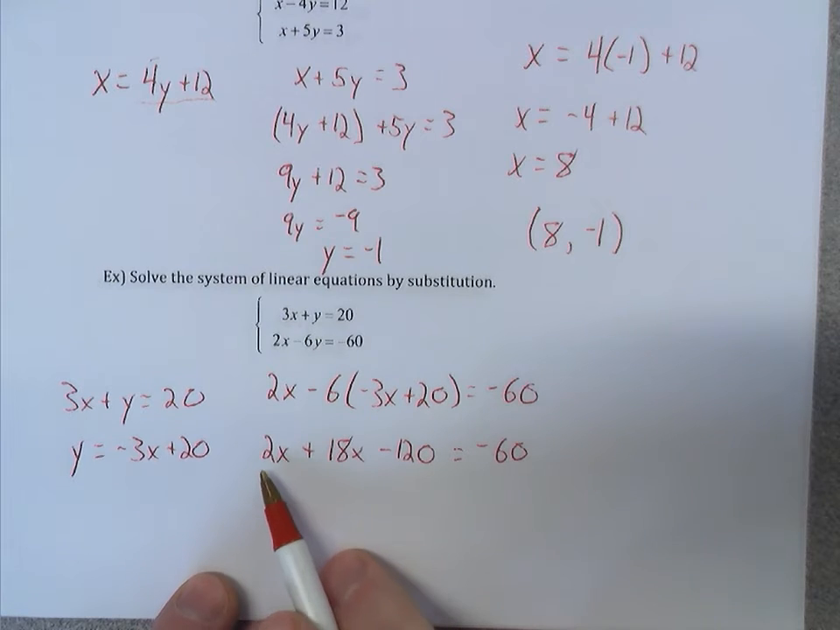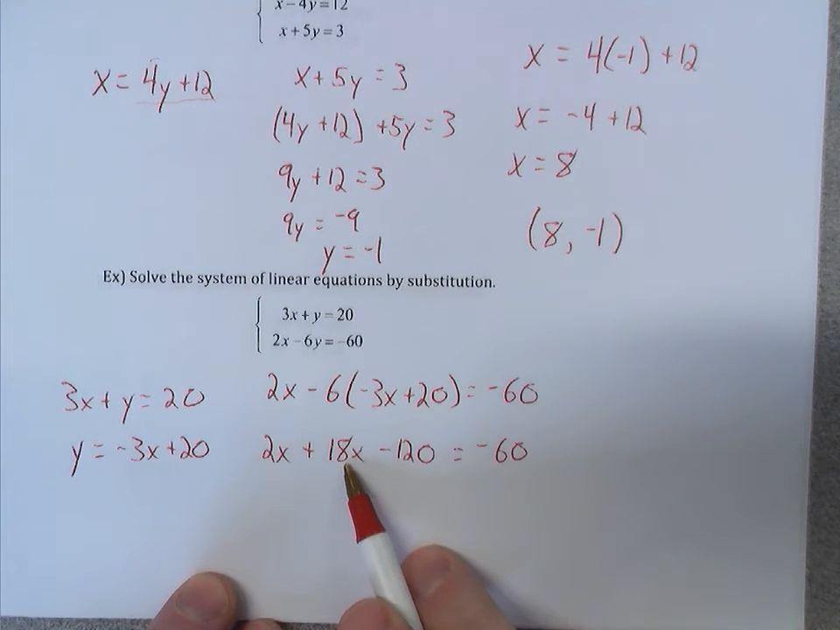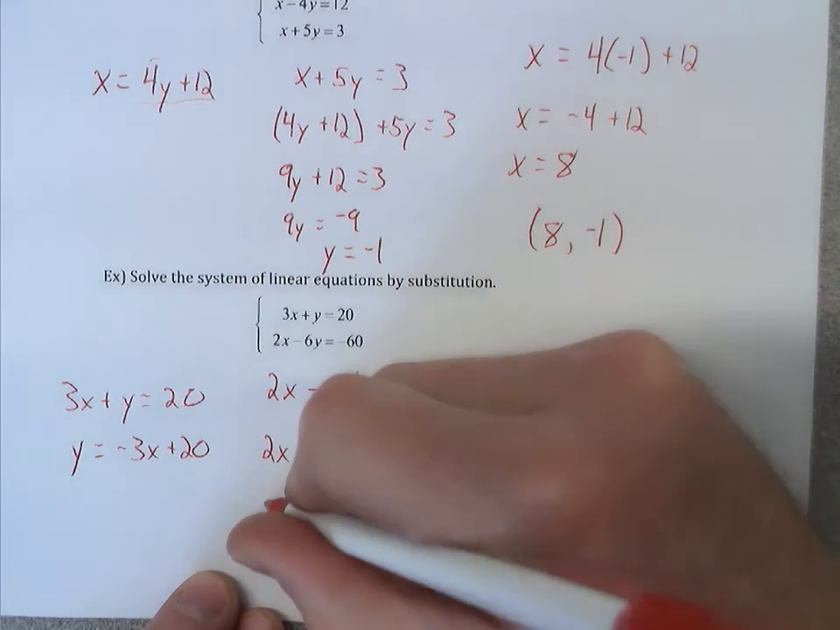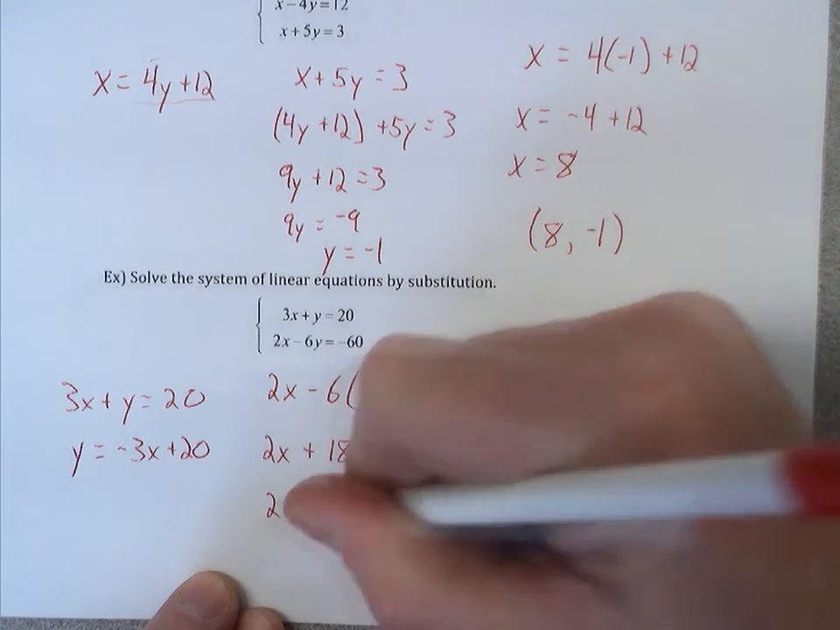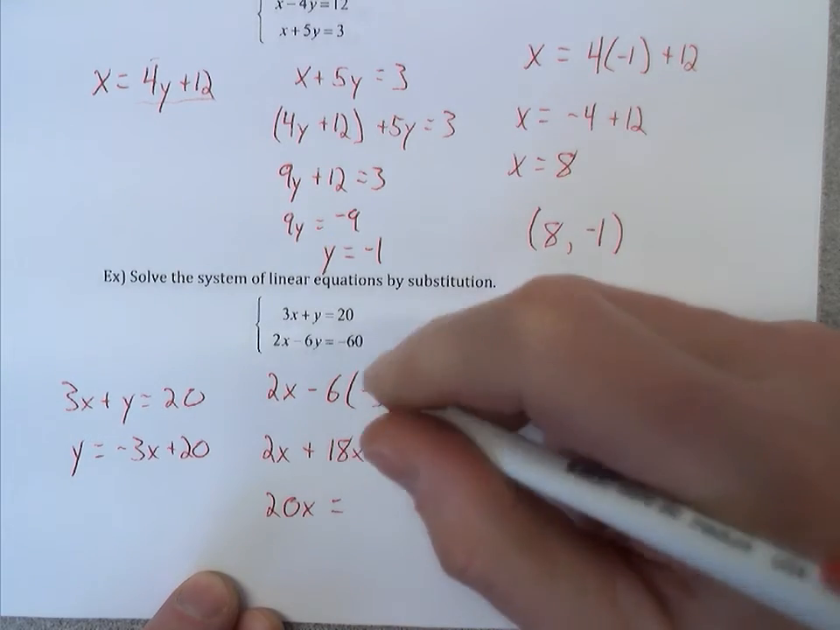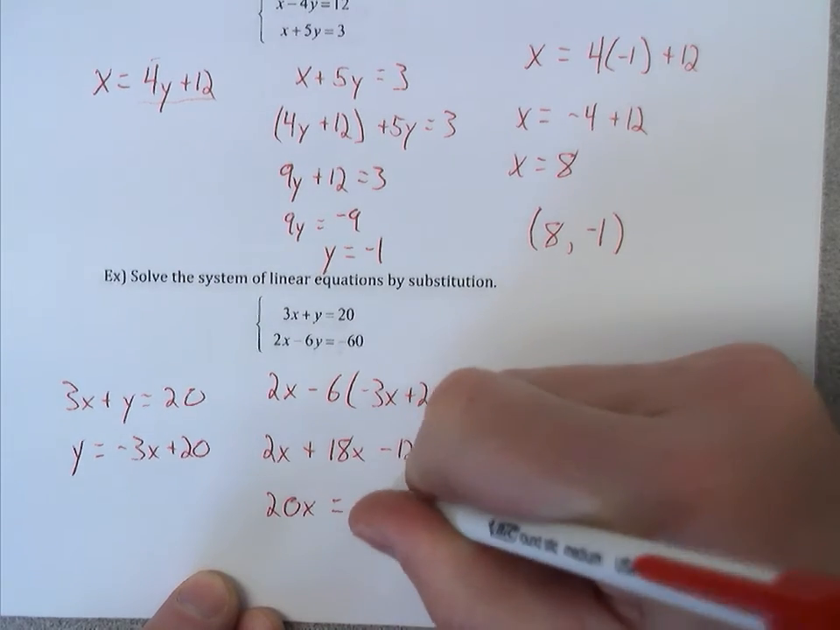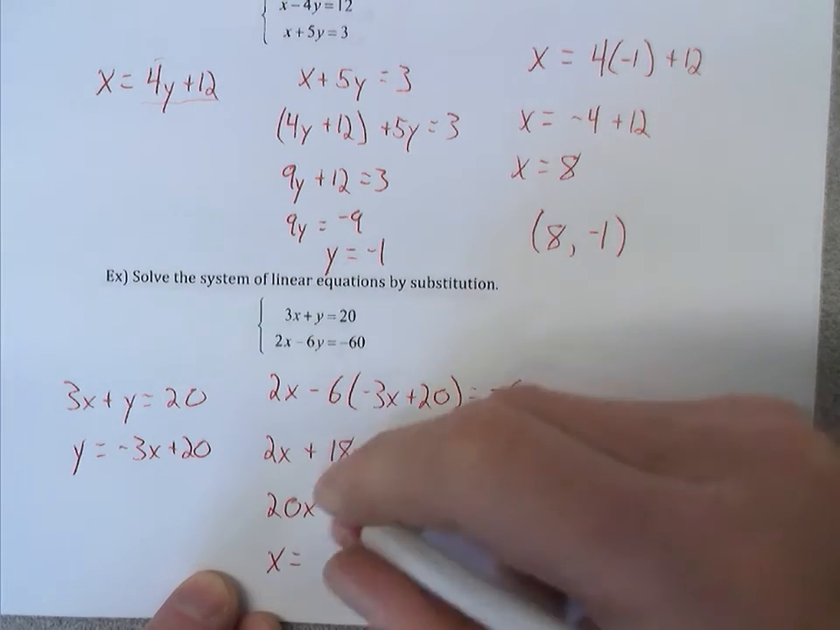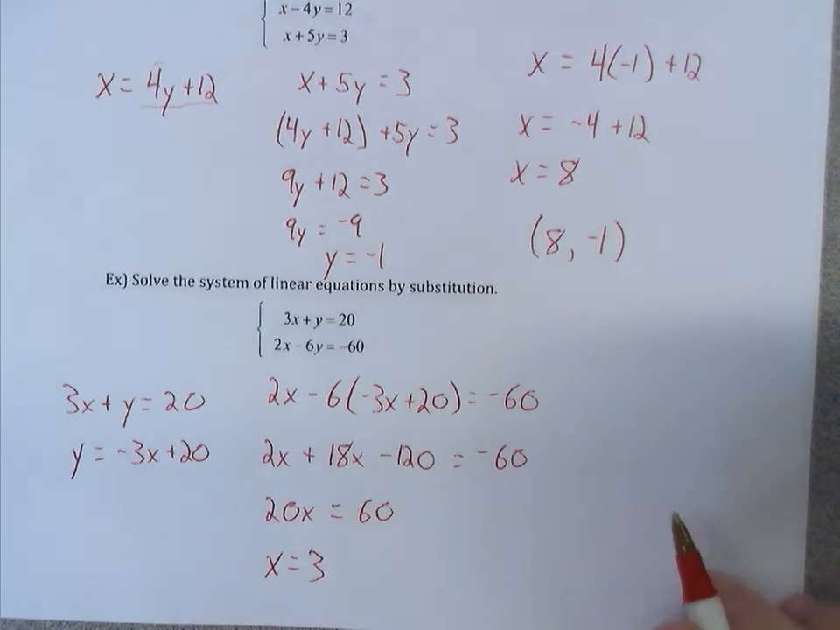Now what I can do is combine like terms, and I can also move this over by adding. So that means I will have 20x is equal to 60. Divide both sides by 20. x is going to equal 3.